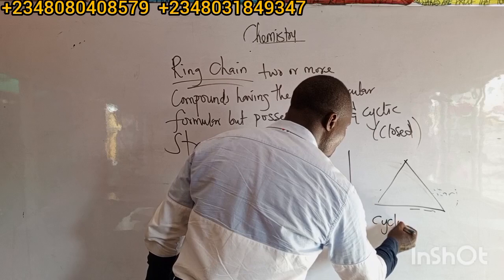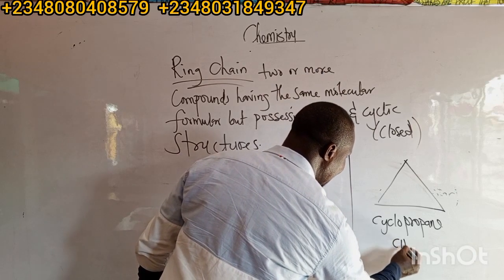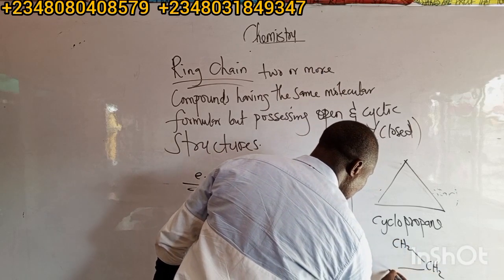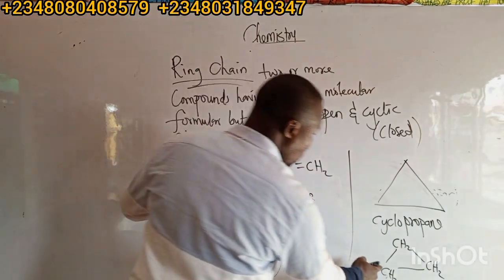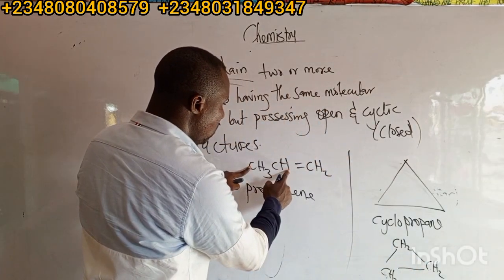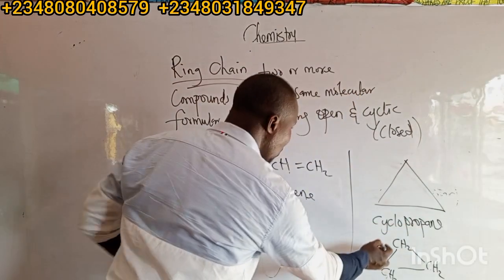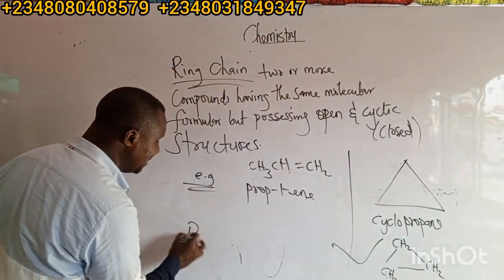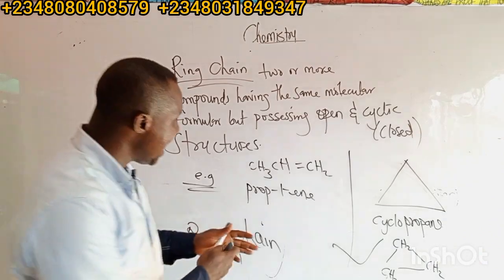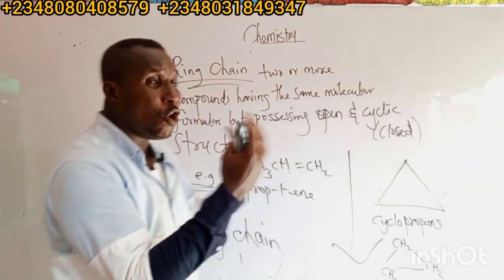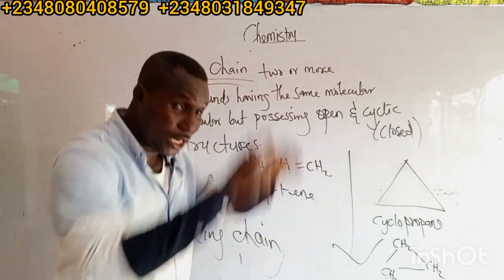This is cyclopropane, which is CH2. That's the structure. How many carbon do you have? One, two, three. How many hydrogen? Four, six. This is prop-1-yne and cyclopropane. They exhibit isomerism. What kind of isomerism? Ring chain isomerism. They have the same molecular formula, but they possess open and cyclic structures. This one is open chain, while this one is cyclic chain, which is closed chain.